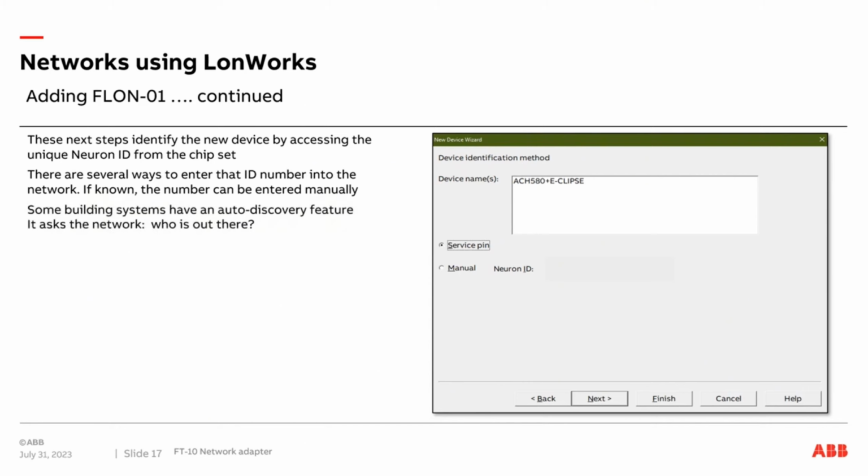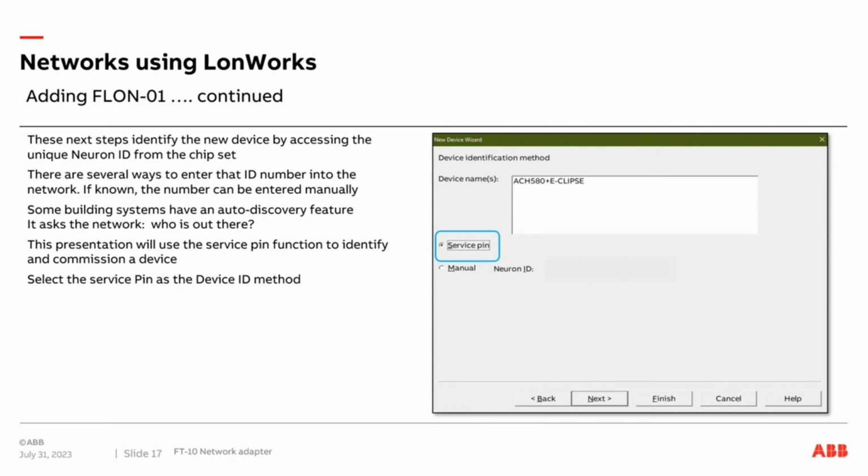And some building systems have an auto discover feature that basically asks the network who's out there, and whatever Neuron IDs have not yet been used or assigned pop up, and then we can go from there to identify the unit and marry it up with a specific object. However, the Echelon tool sort of leans towards using a service pin, so that's the method I'm going to use as we go through the rest of this presentation.